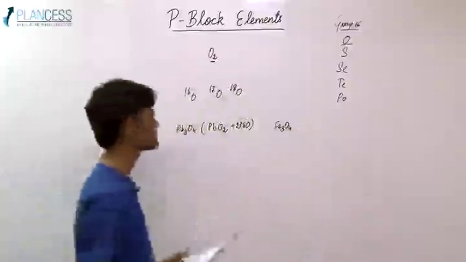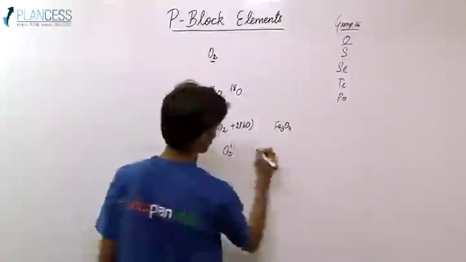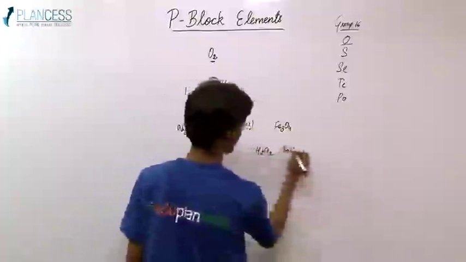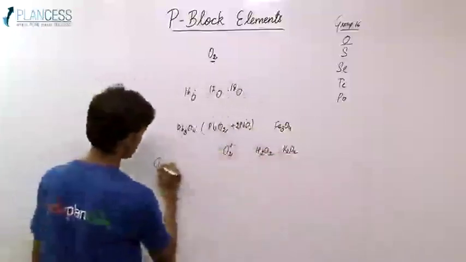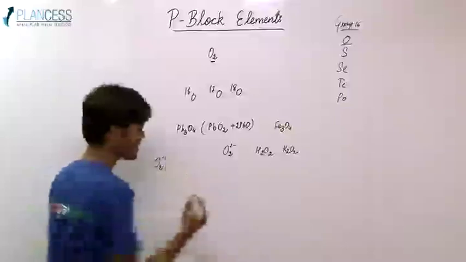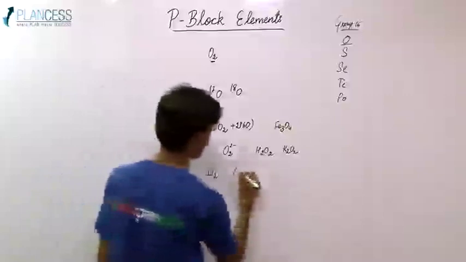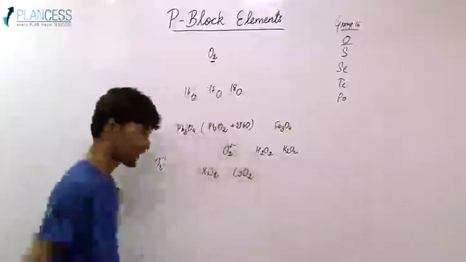Talking about the peroxides, H2O2, peroxides have O2 2 minus as their ion. So H2O2 is a peroxide, K2O2 is a peroxide, and all these are known as peroxides. Talking about the superoxides, superoxides have O2 minus 1 as their anion. So KO2, that is potassium superoxide, or CsO2, cesium superoxide. These are some of the superoxides.